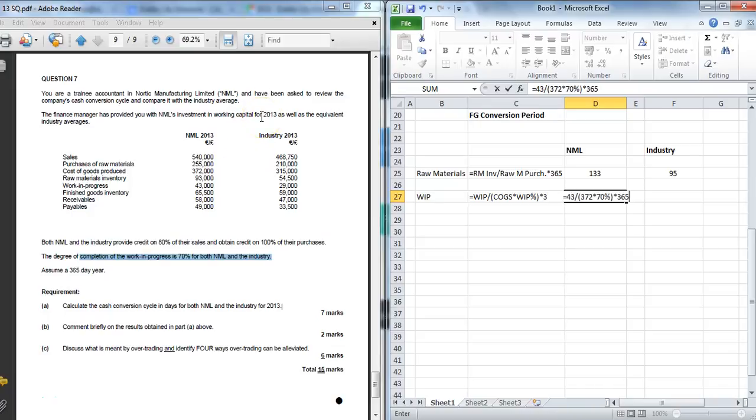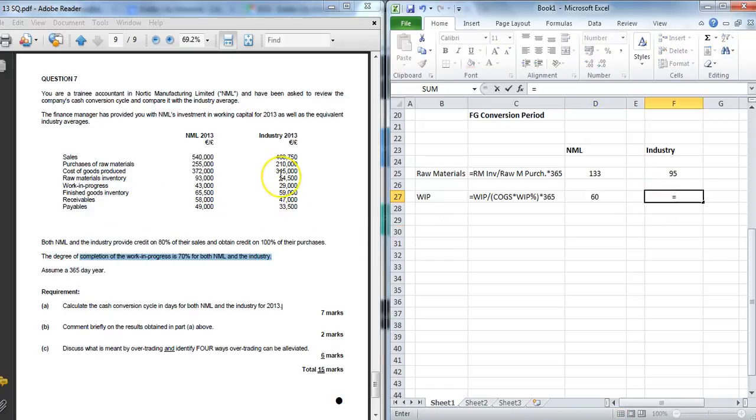So again, you're trying to compare like for like. If the work in progress is only ever 70% complete, you need to make sure you're comparing that to 70% completion of cost of goods produced. So that means on average goods are held in work in progress for 60 days. So from the time you start using your raw materials, it takes another on average 60 days to manufacture a finished good. So we'll compare that to what the industry takes.